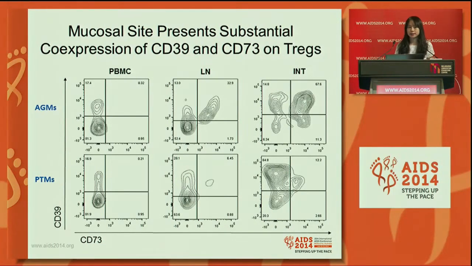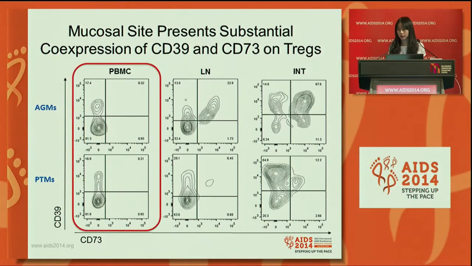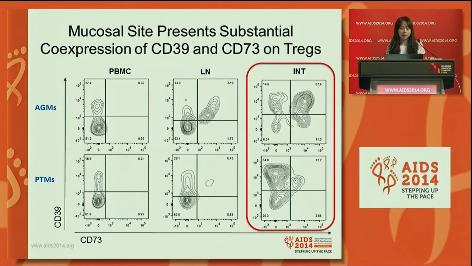When we looked at the expression of CD39 and CD73, we saw a very interesting phenomenon. When this pathway was previously studied in murine models, they saw a great deal of co-expression of these two markers on Tregs. But when it's studied in humans in the context of HIV infection, they barely see co-expression of these two markers. We saw similar results in the PBMCs isolated from the blood of our animal models, where they barely co-express these two enzymes on the same cells. However, when we look into the tissues, especially intestine, we saw a significantly higher co-expression of these two markers.